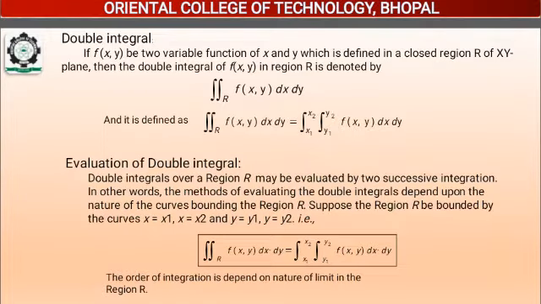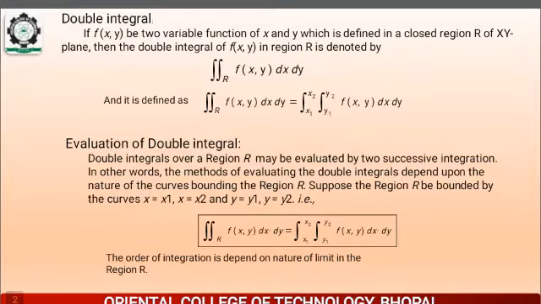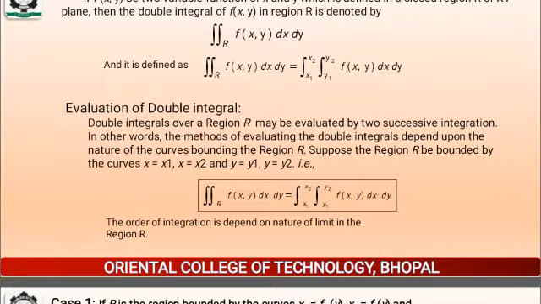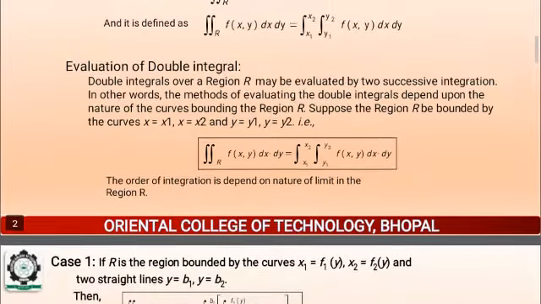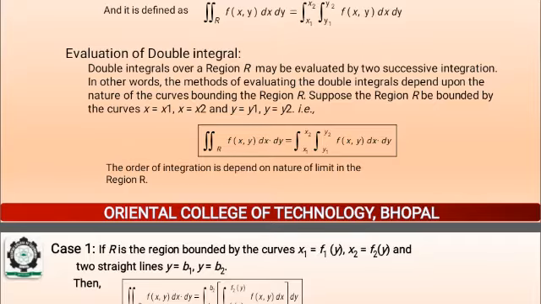Evaluation of double integral. Double integral over a region R may be evaluated by two successive integrations. In other words, the method of evaluating the double integral depends upon the nature of the curve bounding the region R. Suppose the region R is bounded by the curves x equal to x1, x equal to x2 and y equal to y1, y equal to y2, that is, the double integration over R f(x,y) dx dy becomes integration x1 to x2 integration y1 to y2 f(x,y) dx dy. The order of integration depends on the nature of limits in the region R.